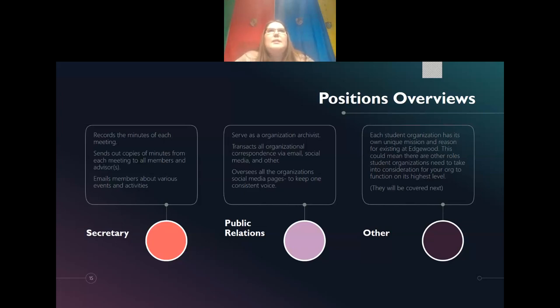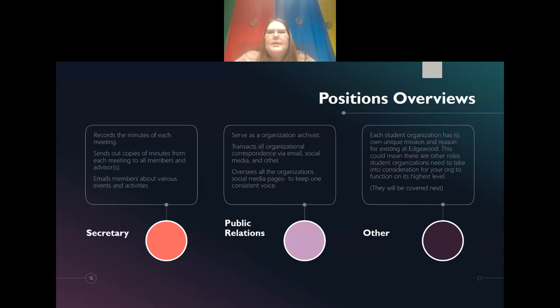This is where I really see the difference of orgs that start really strong at the beginning of the semester and then kind of fade out over the semester as people get busy. When you have someone who's dedicated to doing this role and it doesn't just rely on a president or a vice president, you have someone who can dedicate that amount of time to it and really keep the org engaged and active all semester long.